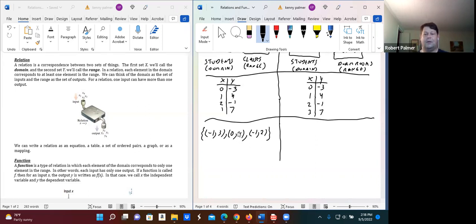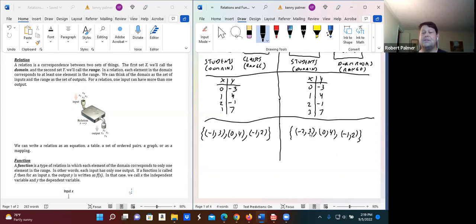So here my domain is made of my X coordinates, my inputs: -1, 0, and -1, or just -1 and 0, since -1 is repeated. And my range is my set of outputs: 3, 4, and 2. Once again, this is not a function because -1 has 2 outputs. It can go to 3, it can also go to 2. Now, I can modify this slightly to make it a function. Let's say (-2, 3), (0, 4), and (-1, 2).